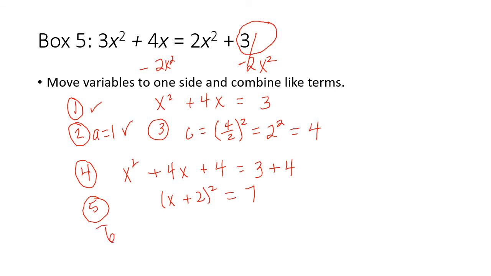And now step 6 is use my inverse operation. Opposite of squaring is to square root. So we have x plus 2 equals plus or minus the square root of 7. Oh, that's a weird looking 2. Subtract 2 from both sides. And we get x equals negative 2.